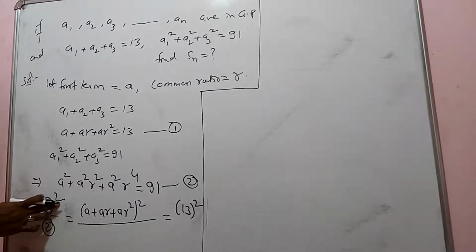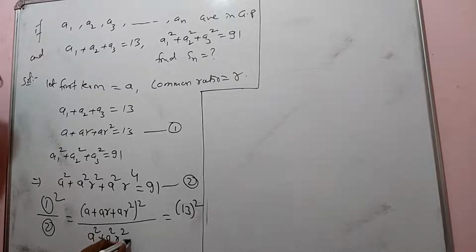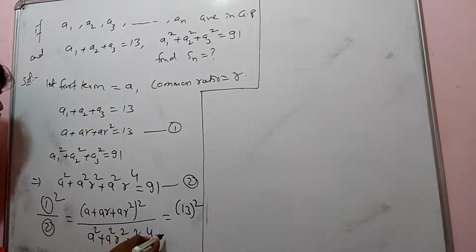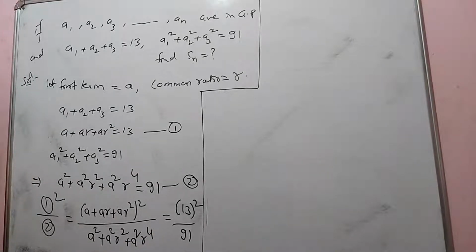So first equation squared, and dividing by the second equation. So I am going to get a squared plus a squared r squared plus a squared r power 4, divided by 90. Did you understand what I have done here?